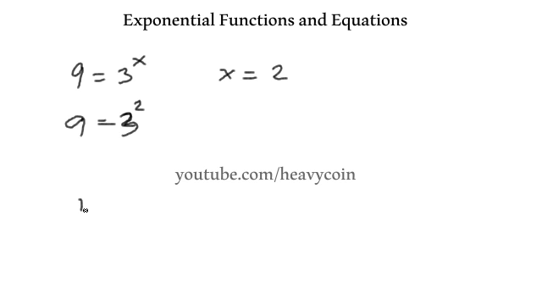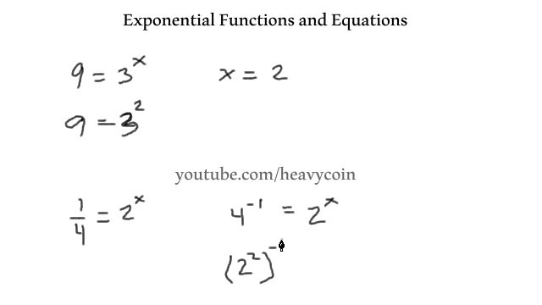What about if I had 1/4 is equal to 2 raised to the x? Now what I'm going to do here is I'm going to take this 4 and bring it up into the numerator. Alright. And now I'm going to take this 4 and write it as 2 squared. But remember, it's all raised to the negative 1.